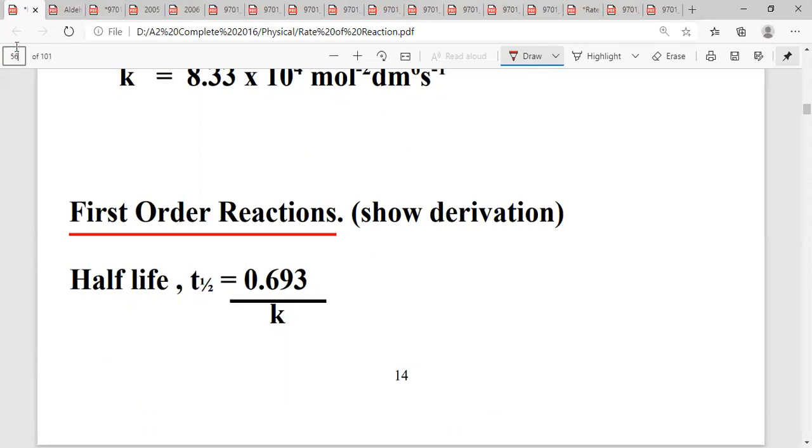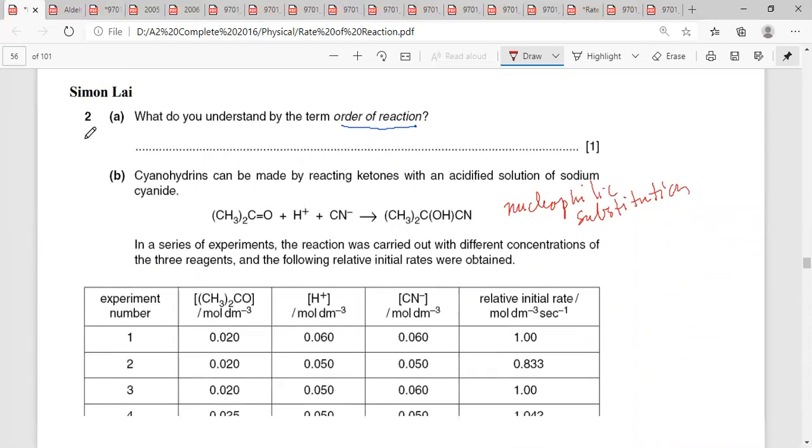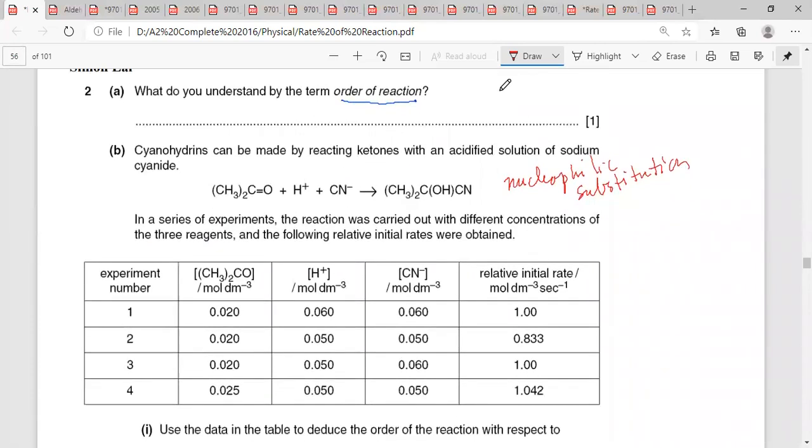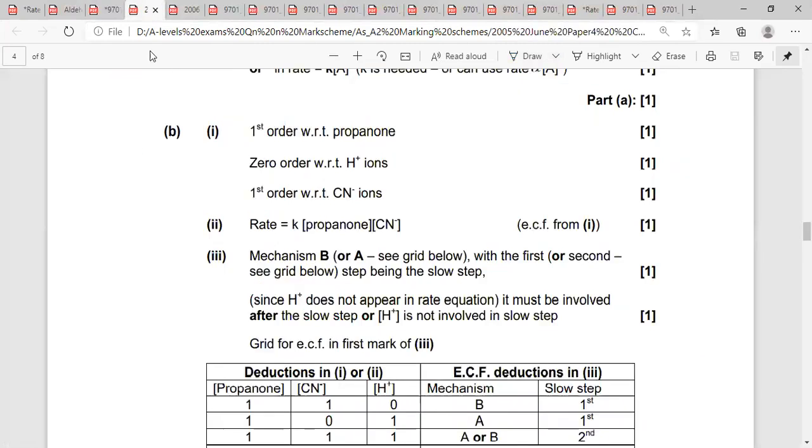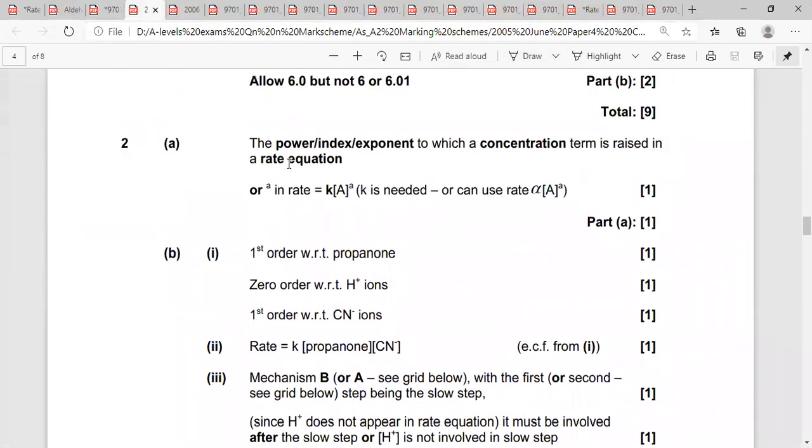Okay, 56, the first one here. Order definition I told you already: it is the power, or the exponent, or the index, to which the concentration of the reactants is raised in a rate equation. From here you can see very simple. The power, index, exponent to which a concentration term is raised in a rate equation. Or you can use this equation here.